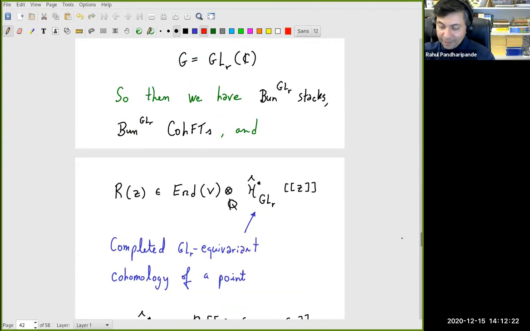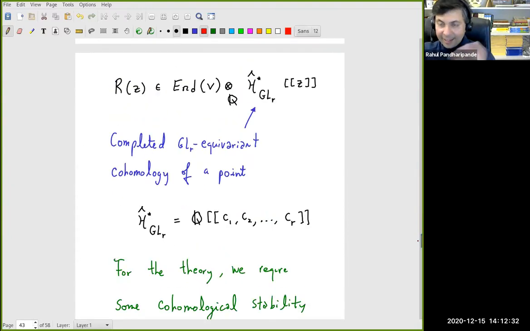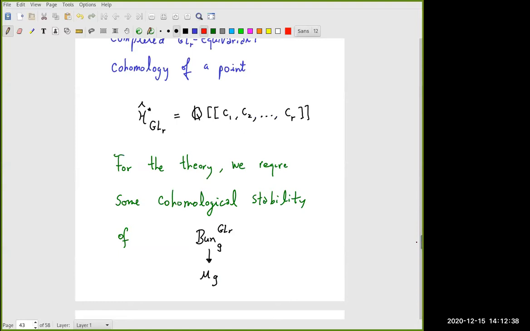Everything makes sense. And here you put the completion of the equivariant cohomology of GL, which of course is very simple. It's just the Chern classes. And then everything else, if you think about it, just goes perfectly fine. And then finally, question. Yeah.